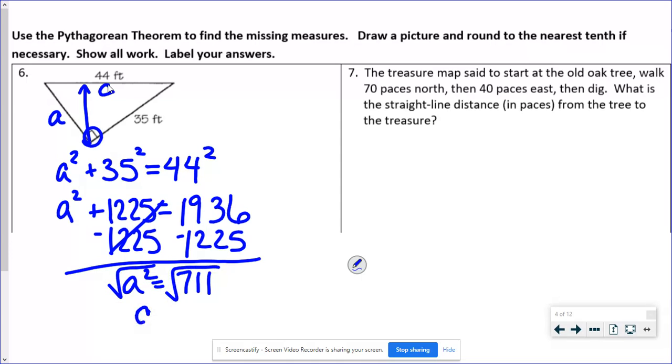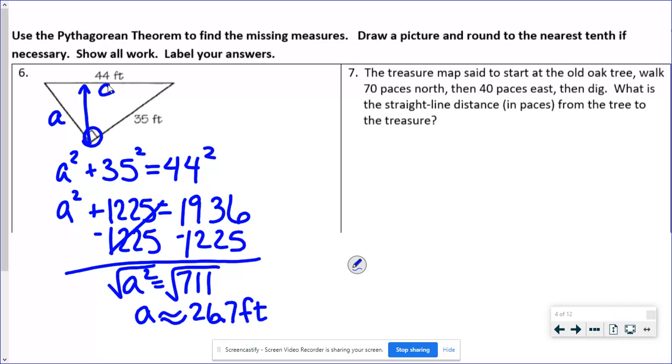And again, really we should be getting a positive and a negative answer, but the negative answer won't make sense in a triangle length. So we're only going to worry about the positive answer. 711 is not a perfect square, so we're going to have to round this. That's going to be 26.7, and this was all measured in feet. Again, make sure that if it's an A or a B that you're finding, it's got to be less than the hypotenuse, and this one is.